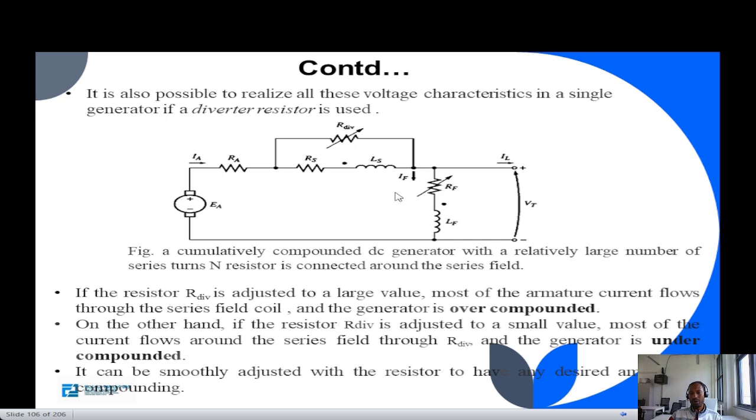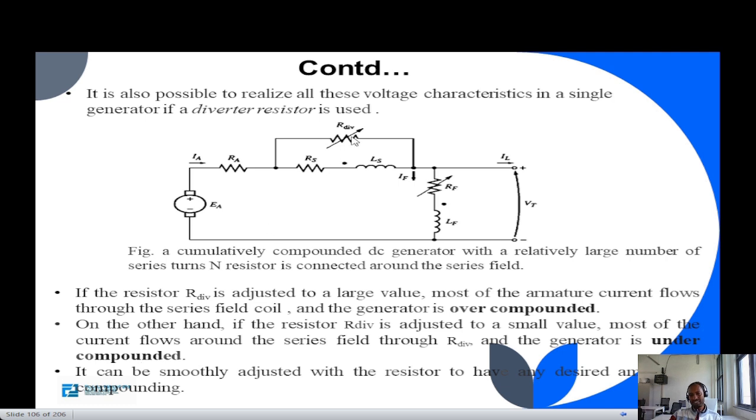Now what will happen if we adjust this to a very small value? If we make this diverter resistance very small, the current which reaches here almost all flows across the diverter. Almost no current can come across the series branch. In such a case, it is going to have only this winding with this resistor and this field winding. Such an operation of a DC generator, we call under compounded. It is going to be operated under compounded.